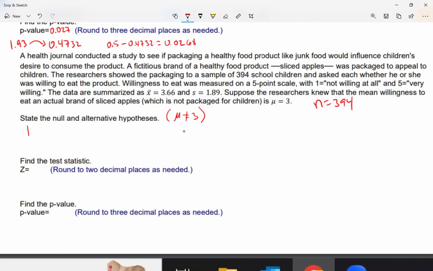Okay, so let's see. My null hypothesis, I'm being told that the average is 3. Right, so regular bags of sliced apples is 3. My alternate hypothesis, I'm going to say that the average is not 3. I want to see if the packaging of these apples actually changes, whether the number goes up or the number goes down, right? It is not 3.